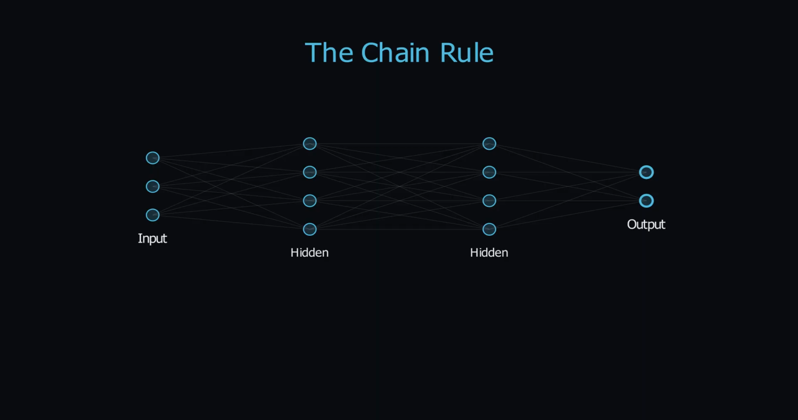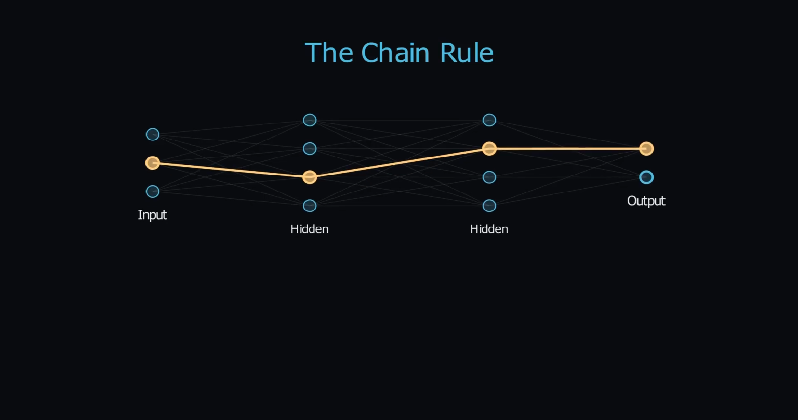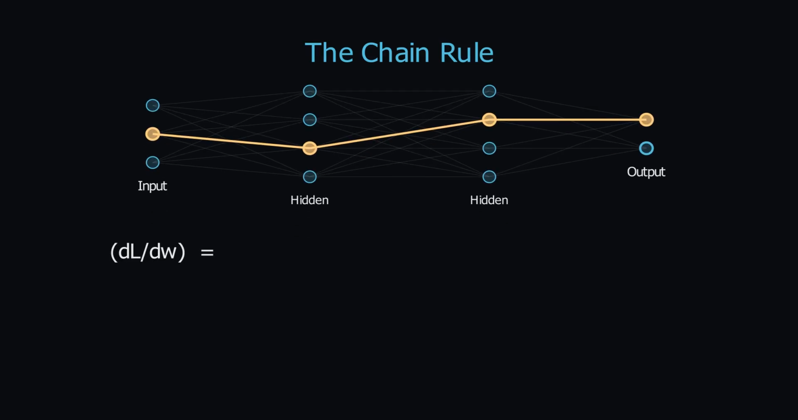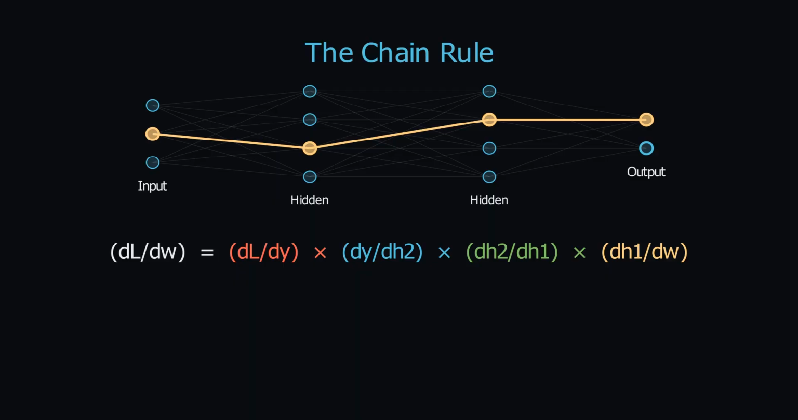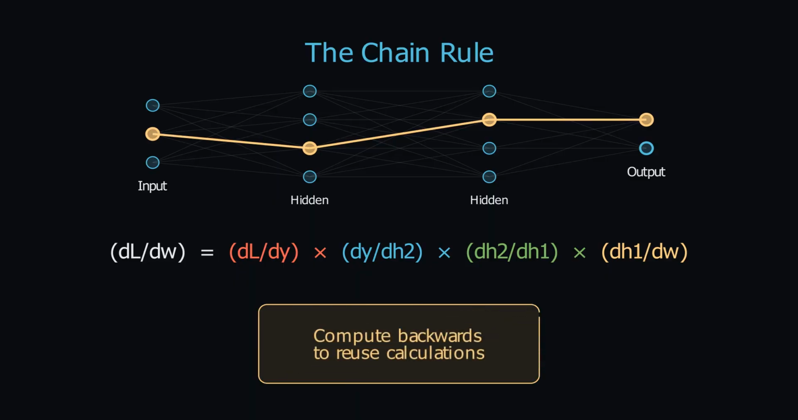The mathematical secret is the chain rule. Let's see how it works with a simple example. Imagine we want to know how a weight in the first layer affects the loss. The weight affects the next layer, which affects the next layer, and so on, until finally affecting the loss. The chain rule says, to find the total effect, we multiply the effect at each step. This is a composition of derivatives, and here's the key insight. We can compute these derivatives backwards, reusing results from later layers.